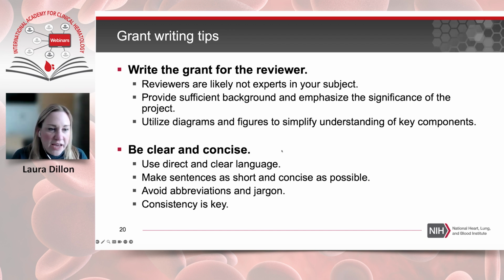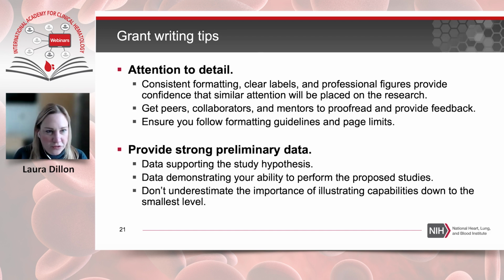Another way you can do that is by being clear and concise. So use direct and clear language. Make sentences as short and concise as possible. Avoid abbreviations and jargon, again, because your reviewer might not be an expert in your exact field. And consistency is key. You want to be clear throughout the grant. Don't change how you're referring to something or the way that you write. You want it to be as consistent as possible so it's as easy for the reviewer to look at as possible.